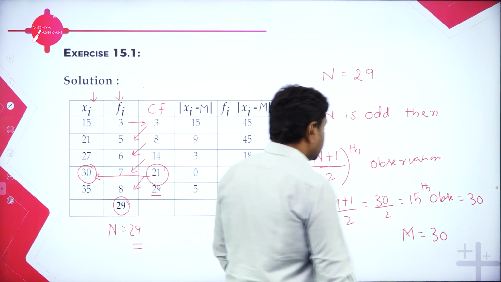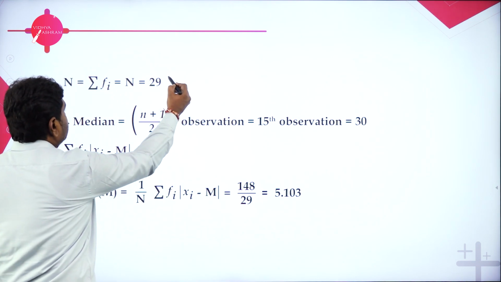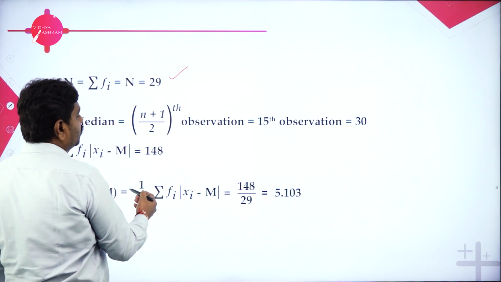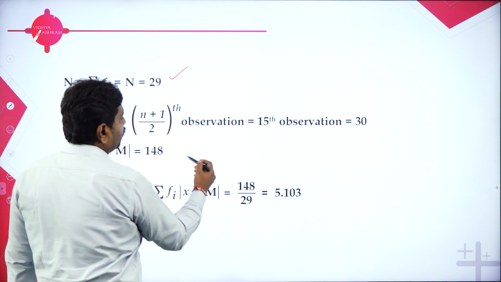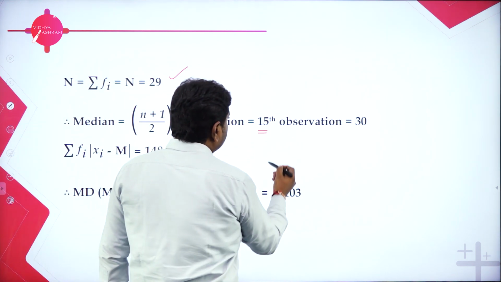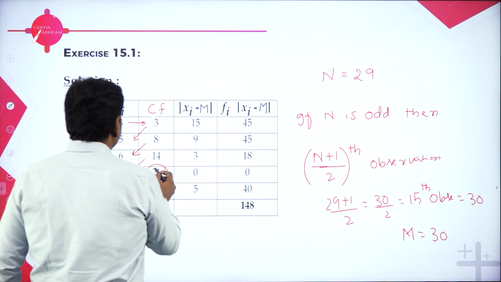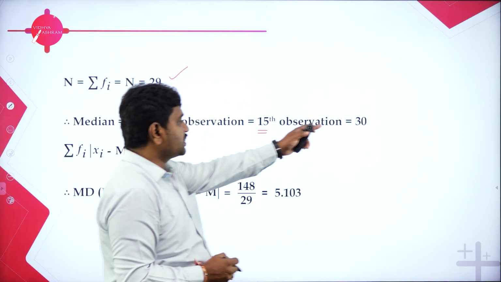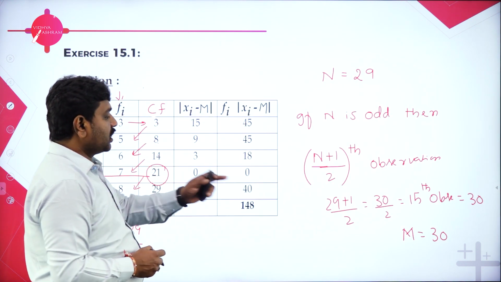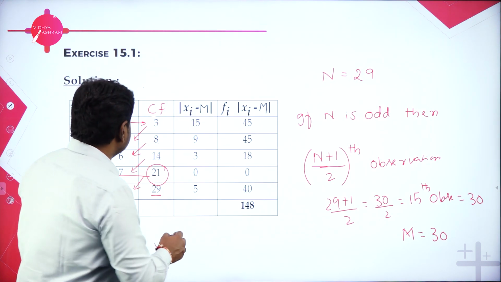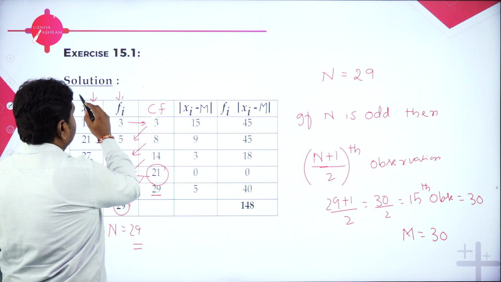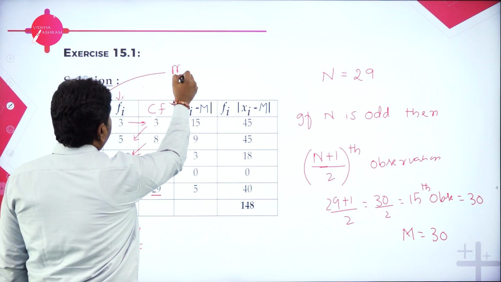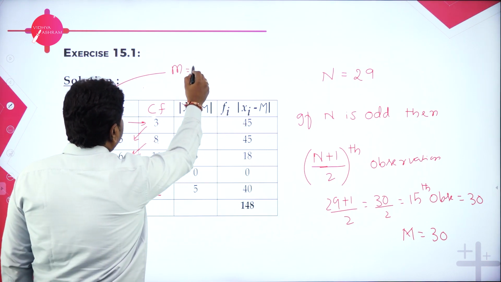Median is 30. Here I have solved the same. So now n is 29. Therefore n plus 1 by 2 if you do, that is 29 plus 1 by 2 if you do, you will get 15. 15th observation in the table, if you see, 15 is present in this cumulative frequency, that is 30. So 30 is called as what? Median. After you get median, each x value you subtract from this median. So x minus median. What is median? All of you know median is 30.